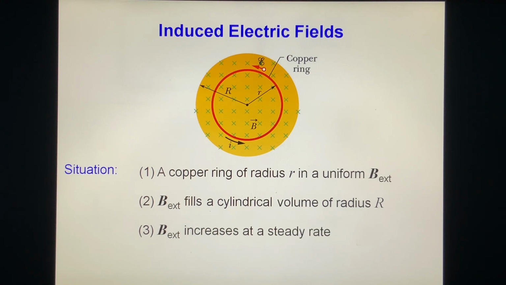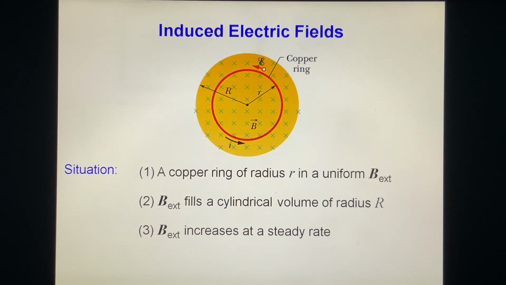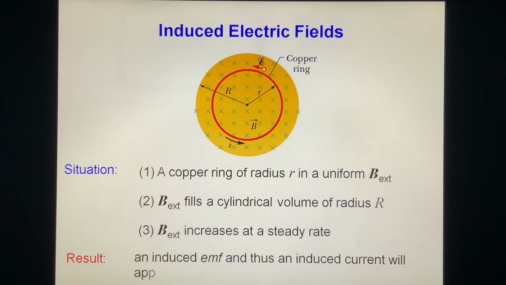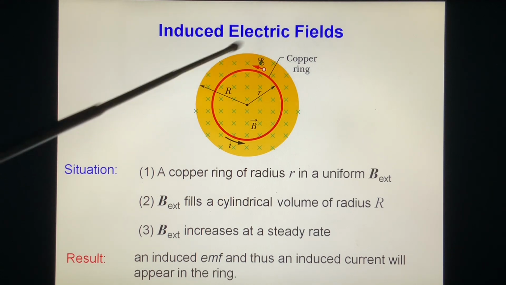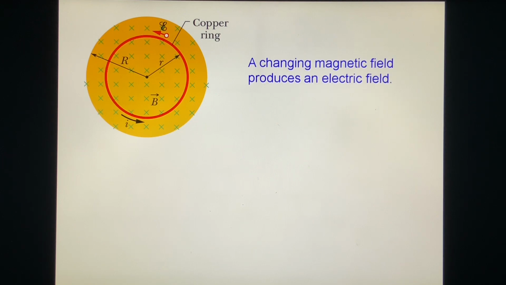B external increases at a steady rate. B increases. What happens? The flux through this loop increases, so we know it will induce an electromotive force and an induced current. The result: an induced electromotive force, and thus an induced current, will appear in the ring. A changing magnetic field produces an electric field.